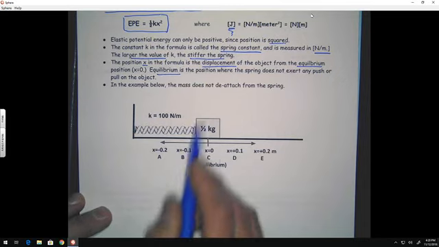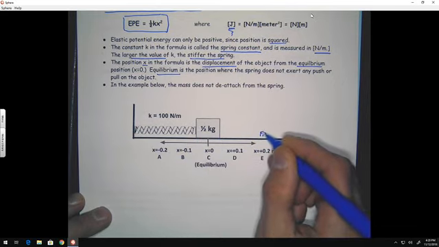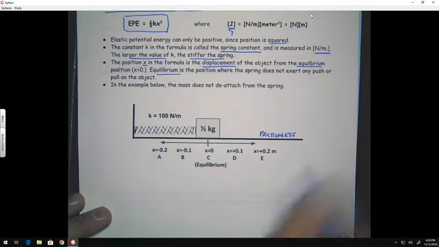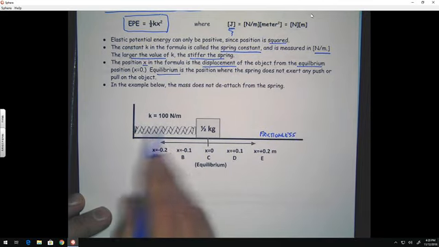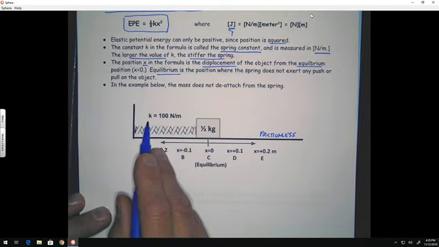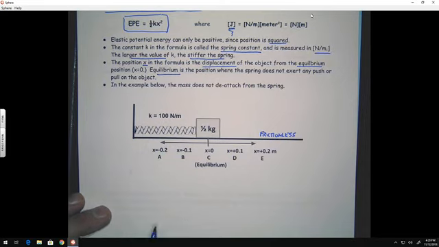So you have a block here, a 1/2 kilogram. It's on a frictionless surface. I'll write that. You have a spring connecting the block to the wall. The spring constant is going to be 100 newtons per meter. And then underneath you have your number line. And notice that when the spring is at equilibrium, it would be right in the middle.